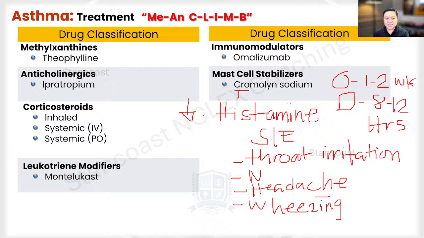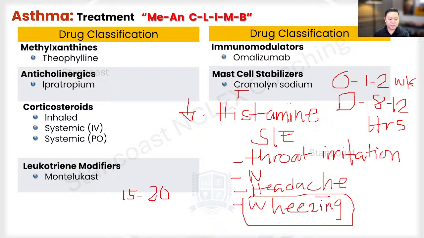However, in some cases, very rarely, it can lead to bronchospasm. That's why we have the wheezing here. Okay. Now, when you are administering this medication for a patient that is just starting cromolyn sodium in their therapy, you have to administer that medication at least 15 to 20 minutes before they're going to be exposed to a known allergen.